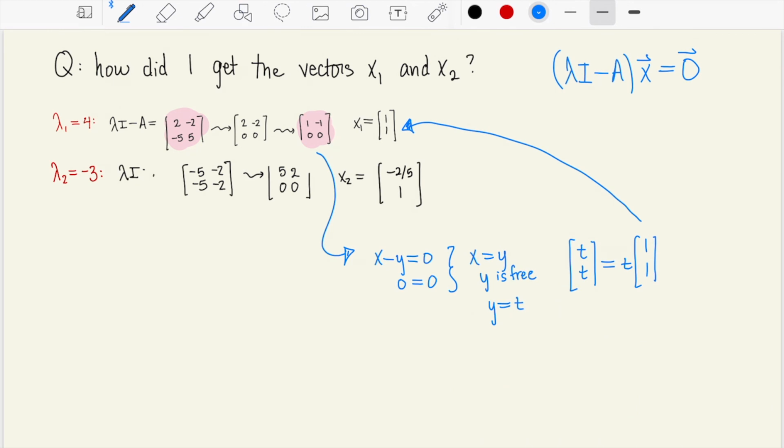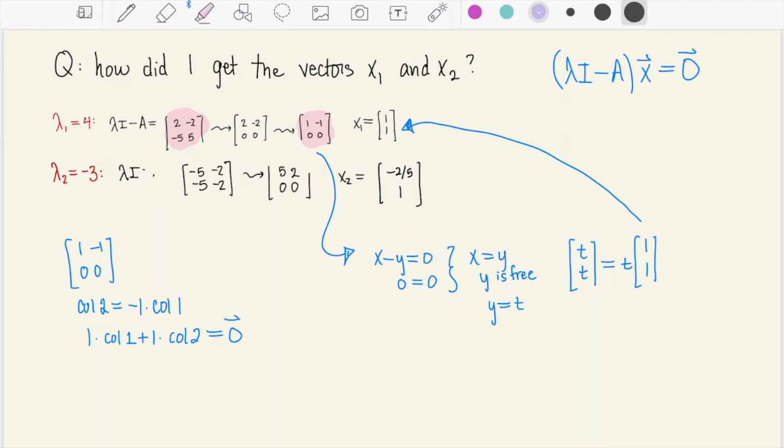Another good way to get at this answer is to go directly from the matrix. So I could write down 1, minus 1, 0, 0, and simply observe that column 2 is equal to minus 1 times column 1. And I can rewrite this equation so I'm setting it equal to 0. And now 1 times column 1 plus 1 times column 2 is equal to the 0 vector. And it's those two coefficients, 1 and 1, that populate this vector, 1, 1, that I see here. So those are two different ways of getting to this answer.